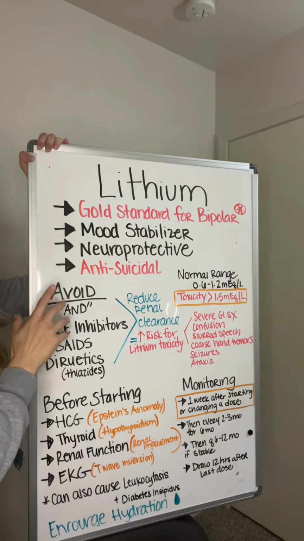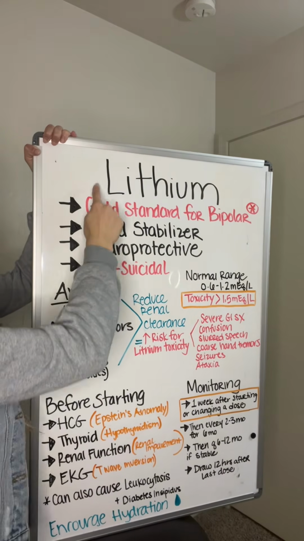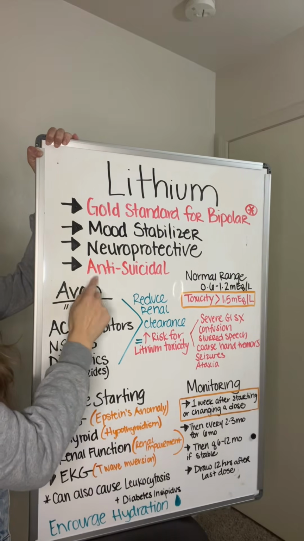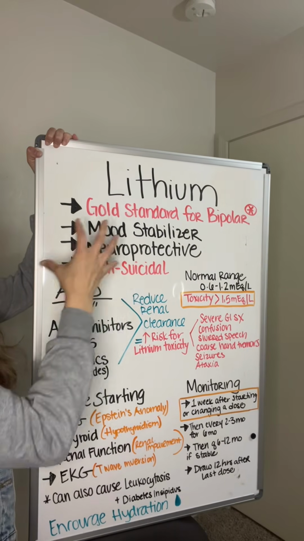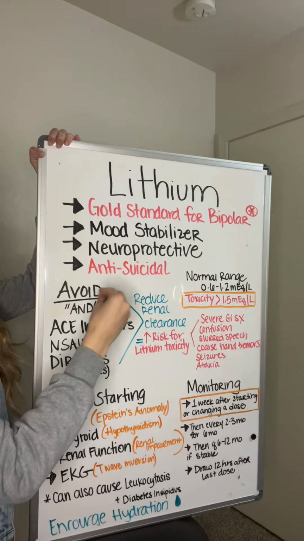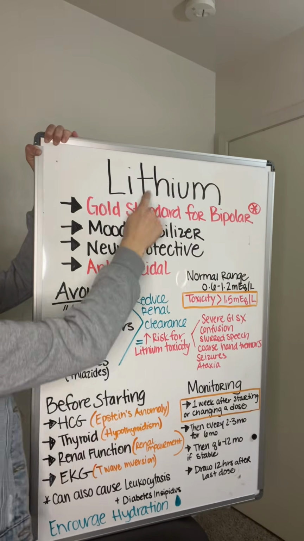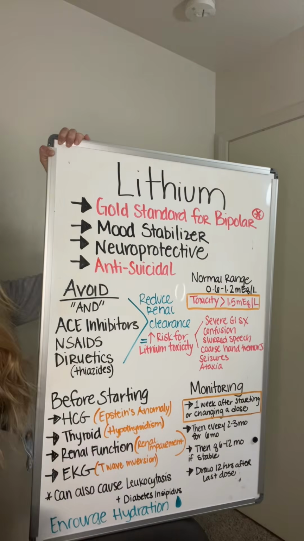So if you're getting ready to take your Psych NP boards, remember that lithium is the gold standard for bipolar disorder, okay? It's also neuroprotective and also has anti-suicidal properties. So if you have a case presenting where your patient has suicidal ideation and bipolar disorder, think lithium, okay? Because it's the only one that has that anti-suicidal property.